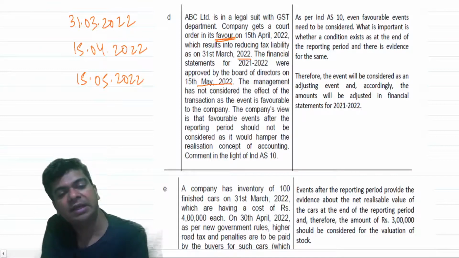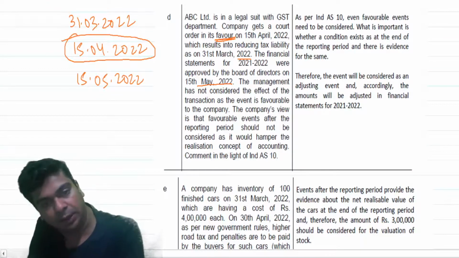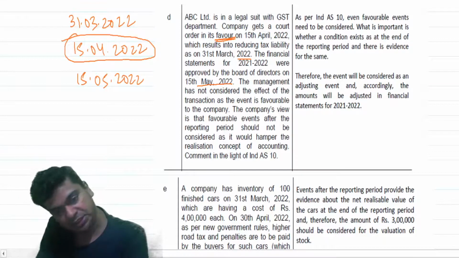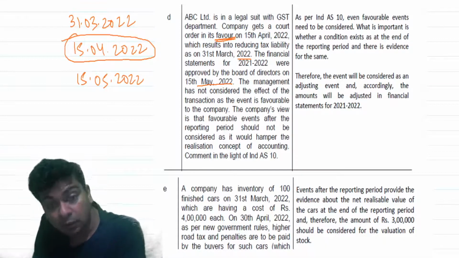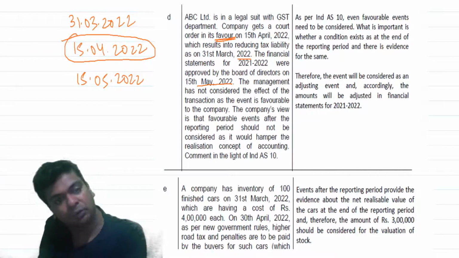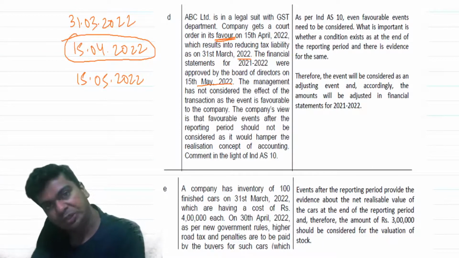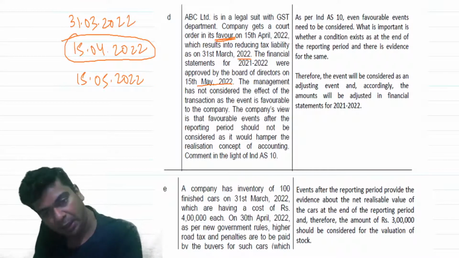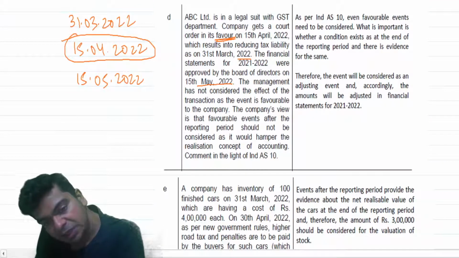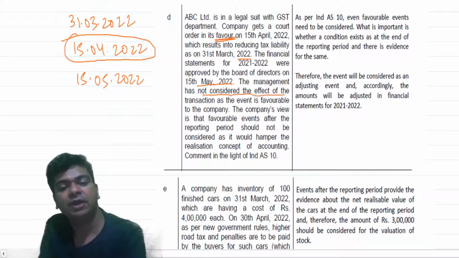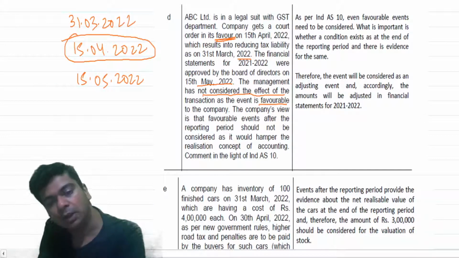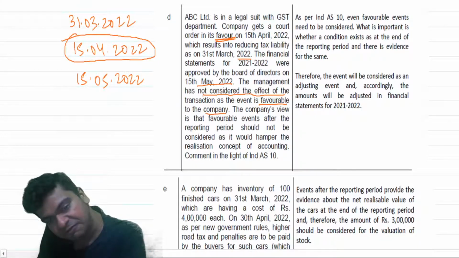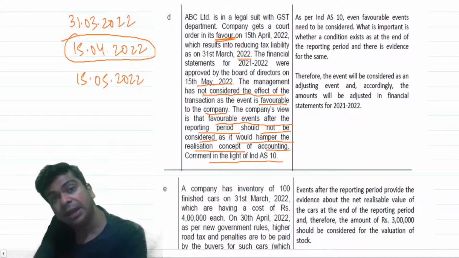This is definitely an event after the reporting period, isn't it? Is it adjusting? Is it non-adjusting? That is the question. Now, a legal suit with the GST department was going on. So if I just continue with the logic of the earlier case, it means we will have to treat this as an adjusting event. But now what they say? They say the management has not considered the effect of the transaction as the event is favorable to the company. The company's view is that favorable events after the reporting period should not be considered as it would hamper the realization concept of accounting. Comment in the light of Ind AS 10.